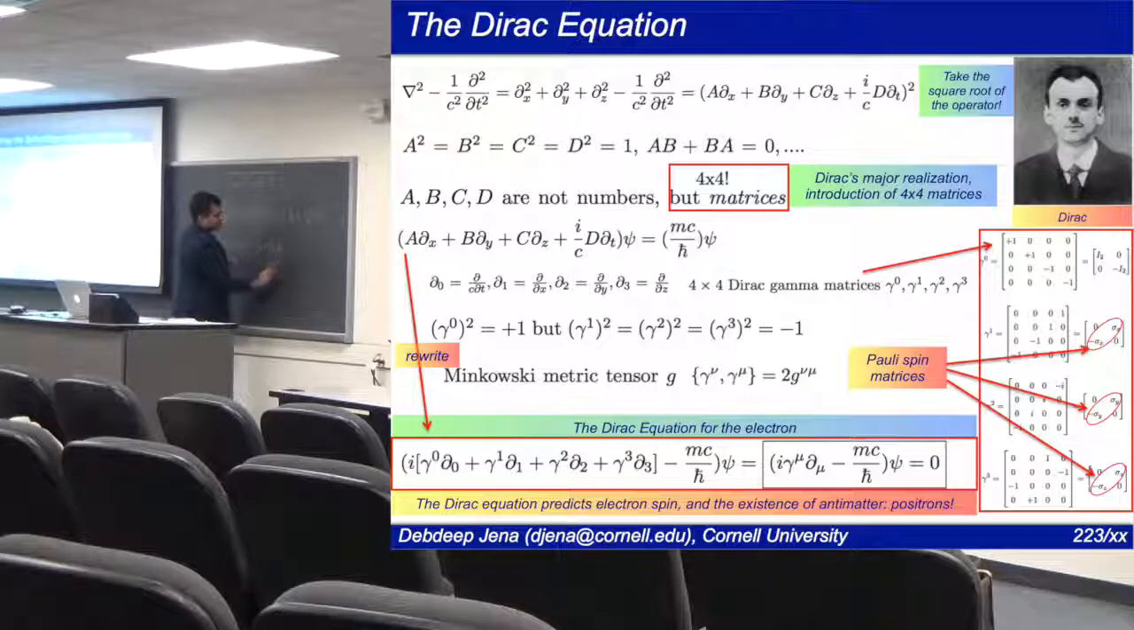Psi is equal to the Compton mc by h bar, right? Yeah. So the Compton wavelengths. So that's your Dirac equation.